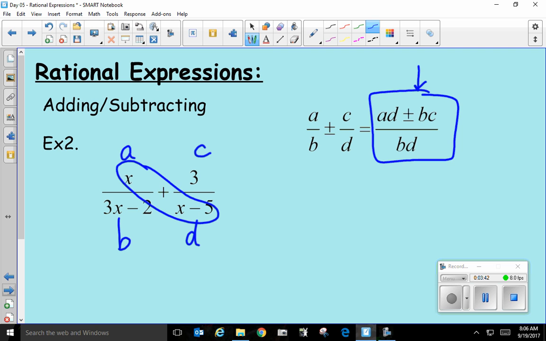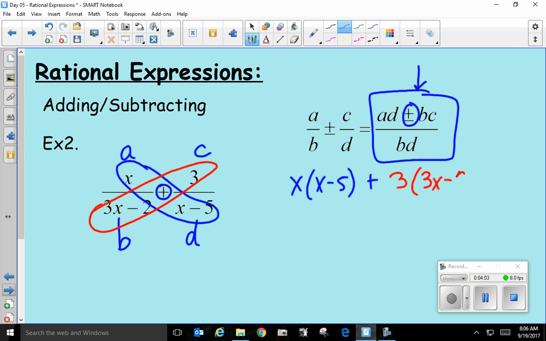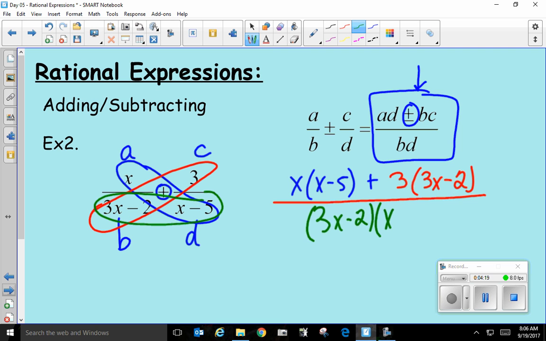I have x times x minus 5. Now, this sign here is the same as whatever they give you, so we're going to put a plus here. Next is BC, right? Now B times D. You just multiply your denominators. And we can say that's 3x minus 2 times x minus 5.